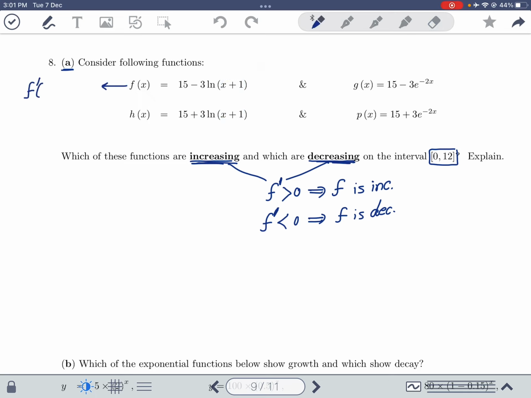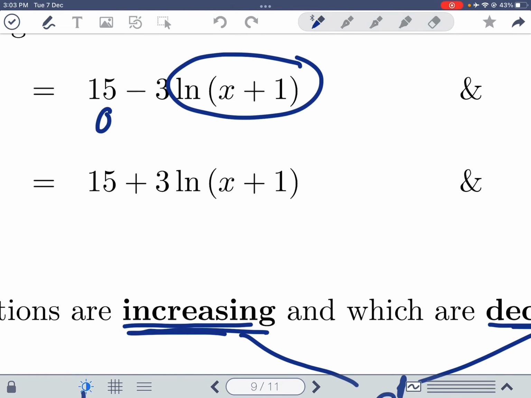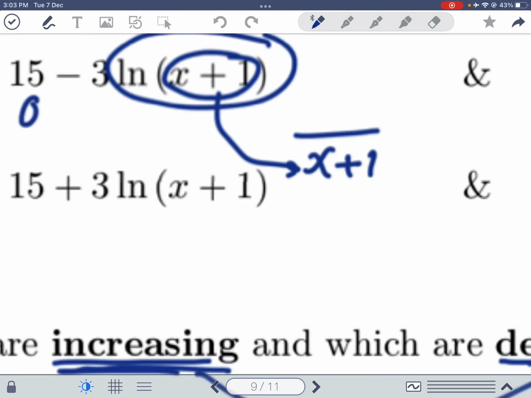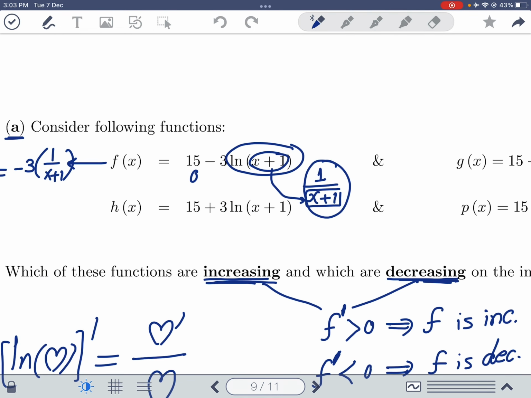F prime is derivative of 15 is 0. Derivative of log is 1 over x plus 1. Derivative of ln x plus 1. Remember, whenever you have ln of anything and you take its derivative, you just write it down and then take its derivative. So here, when I took the derivative, I just wrote the thing that is inside in the denominator, and then I looked at it and took its derivative. The derivative of x plus 1 is just 1. So this is the derivative of logarithm.